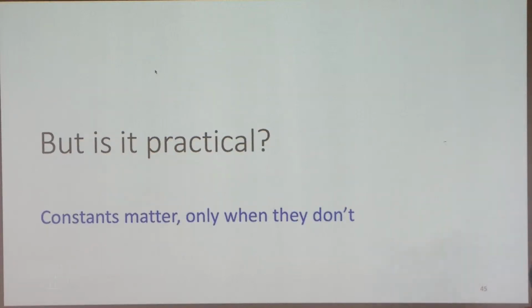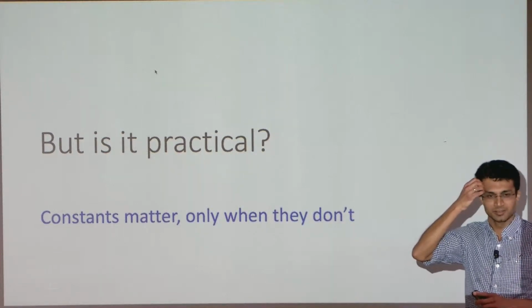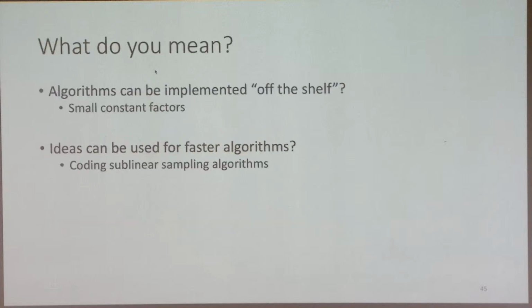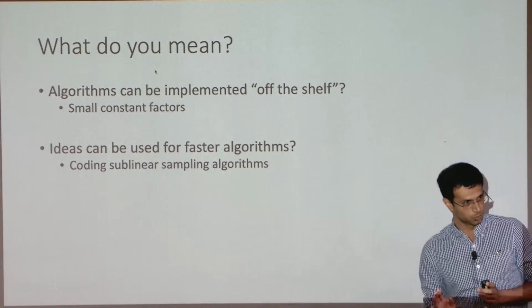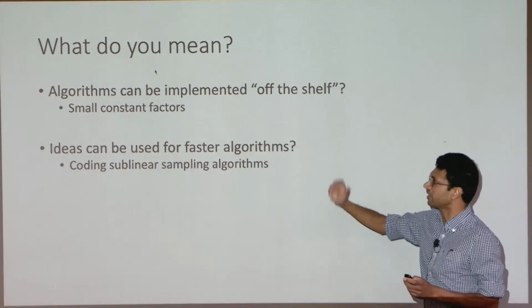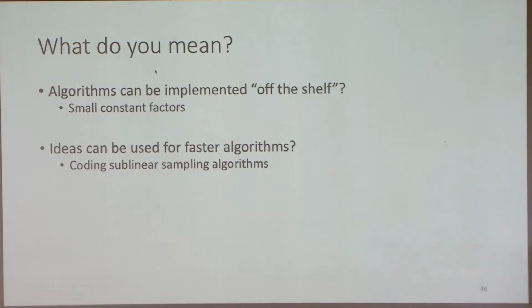I wanted to spend about 5 minutes on this question, though, because somebody had mentioned in some of the previous talks, and I think Ronit also called it: but is it really practical? To me, constants matter only when they don't. So the question is, what do you mean by practical? One is, you can say the algorithms can be implemented off the shelf. That's one meaning of practical, which means that the constant factors are small. Maybe a more nuanced version is that these ideas can be used for faster algorithms. So we could use this to code up good sublinear algorithms.